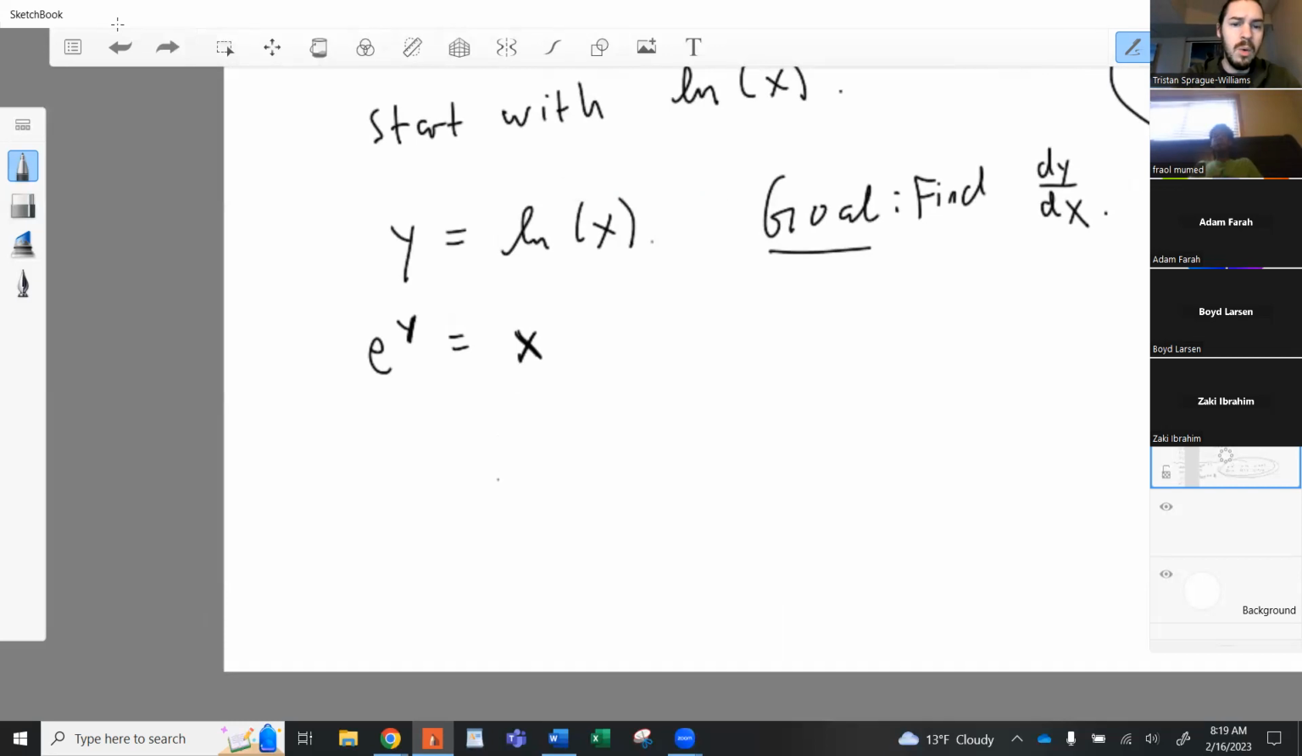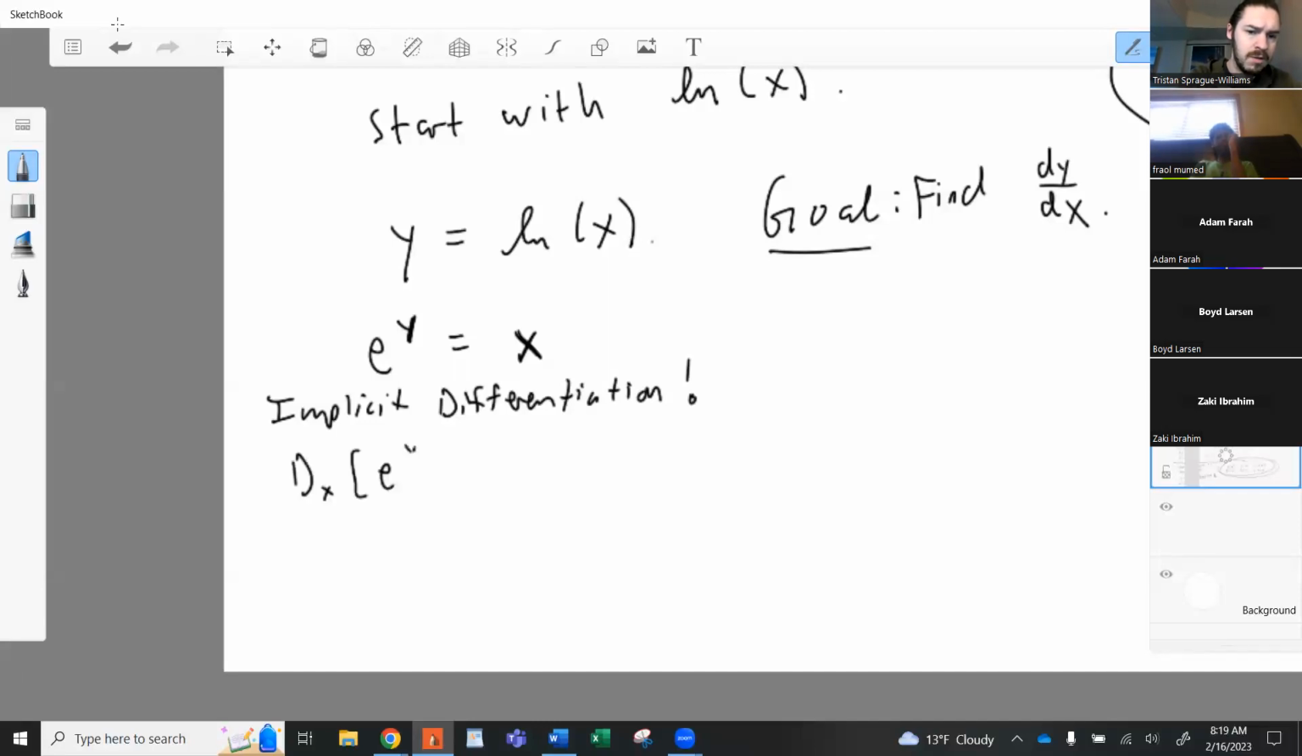Now that we are here, our goal is to find dy over dx. We have functions we know how to differentiate. Let's do implicit differentiation on this. So we'll do the derivative with respect to x of both sides. Our goal is still this, but we're doing implicit differentiation to find dy over dx. So the right-hand side is the easy one. That's just equal to 1, right? The derivative of x with respect to x is just 1.